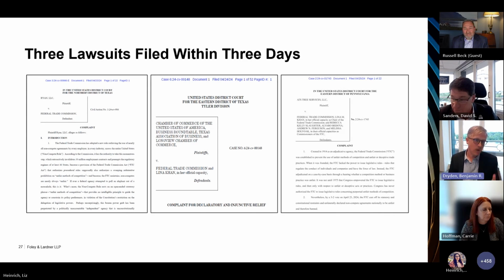So the FTC has its vote on Tuesday afternoon. They voted about 3 o'clock in the afternoon to adopt the non-compete rule. Within about 3.5 hours, a lawsuit was filed by not the Chamber of Commerce, but a private tax services firm called Ryan LLC. They filed a lawsuit in the Northern District of Texas. The next day, as previously announced, the Chamber of Commerce filed its lawsuit, this time in the Eastern District of Texas. And the day after that, a 12-person tree trimming company in Bucks County, Pennsylvania, filed its own lawsuit in the Eastern District of Pennsylvania.